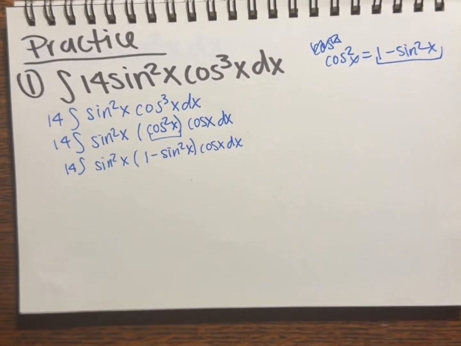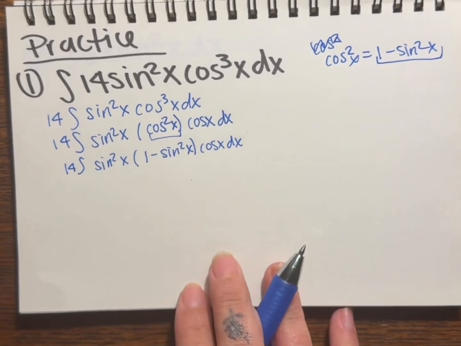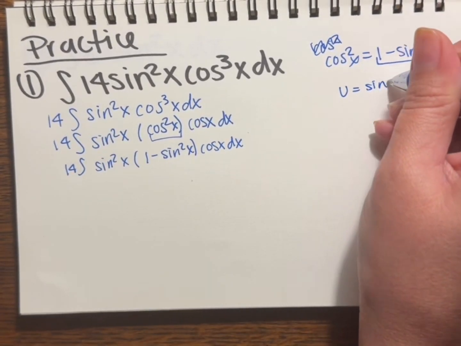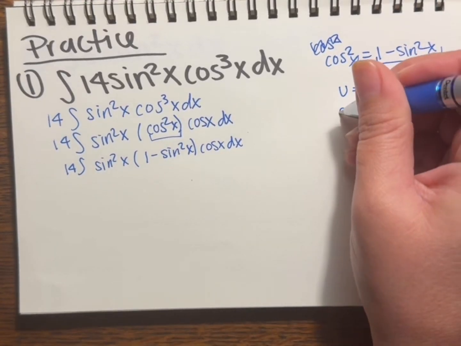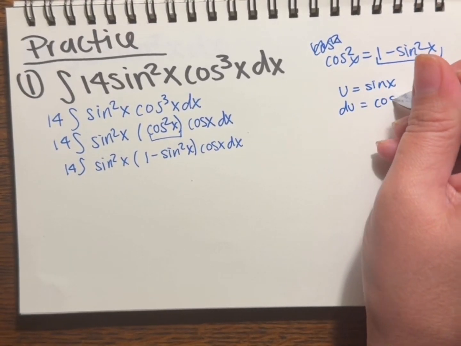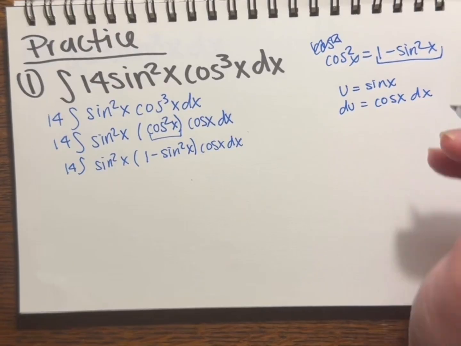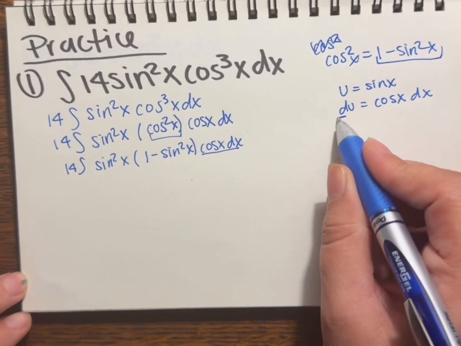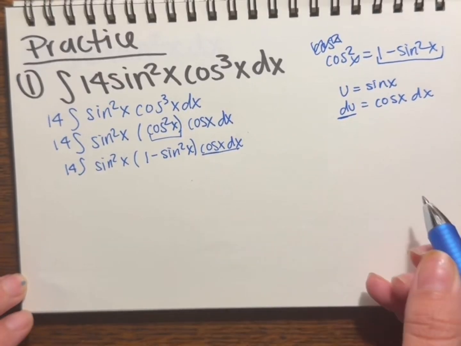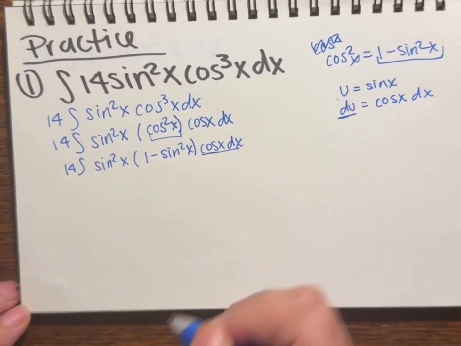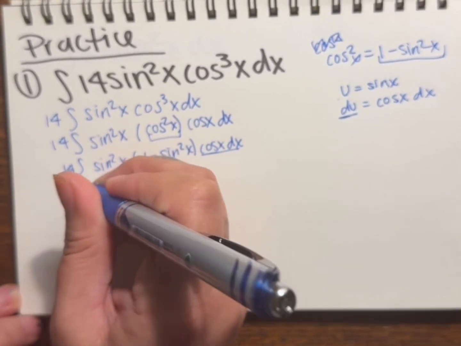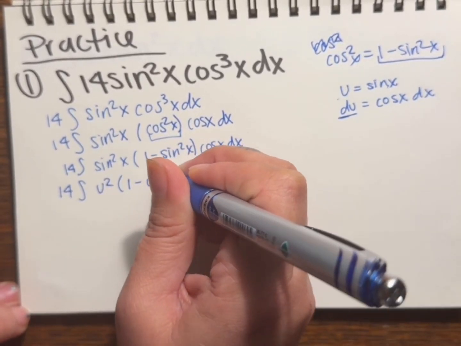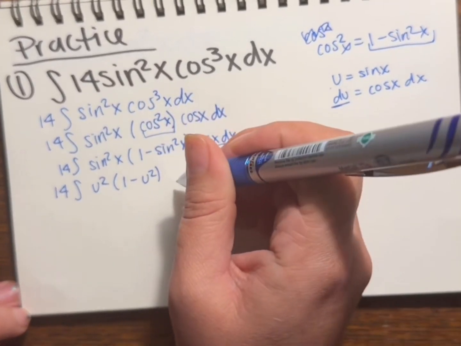And now I'm going to use u substitution. So I'm going to set my u to sine x. And then my du is going to be cosine x dx, right? And so now I could plug du here, right? And then I'm going to plug in u wherever I have sine x. So this is going to be u squared times 1 minus u squared times, well, du, right?